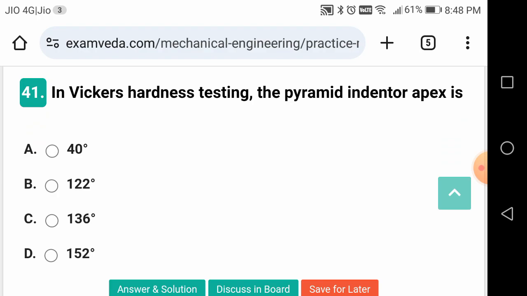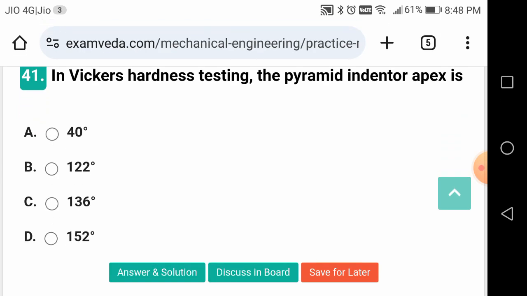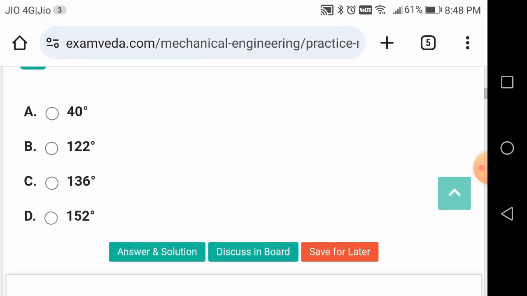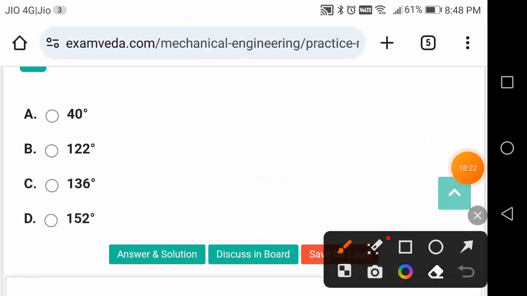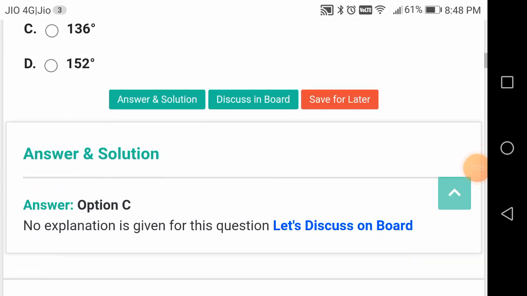In Vickers hardness testing, the pyramid indenter angle is, this is a good question, friends. It is under material testing. 136 degrees. Please remember these values.